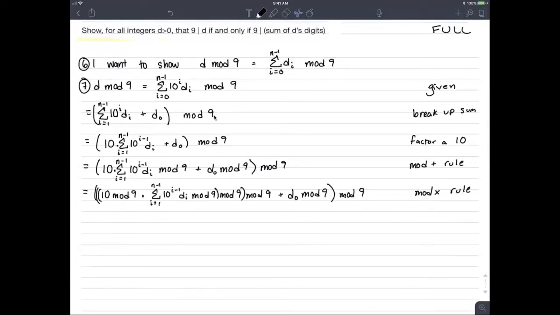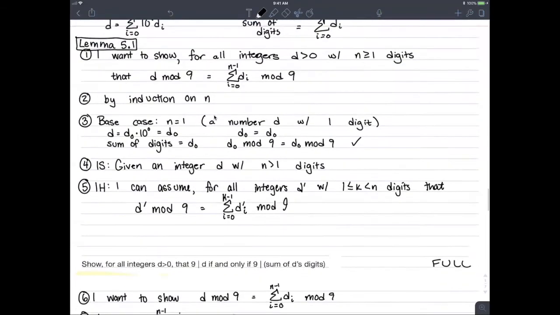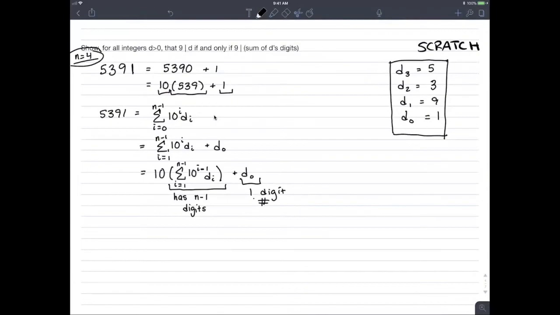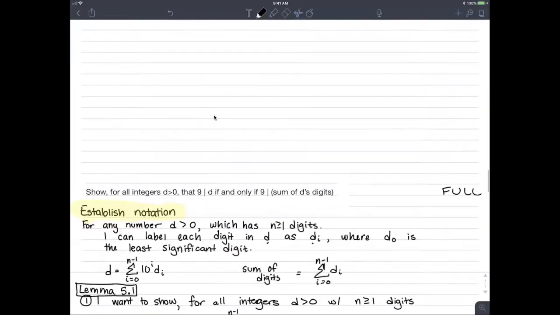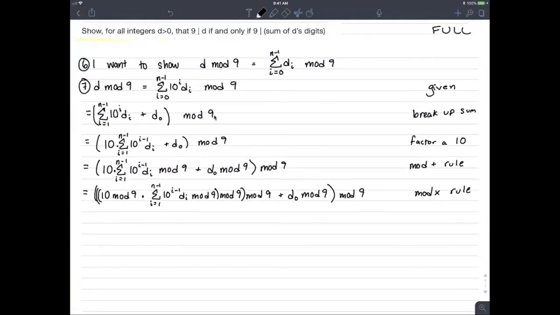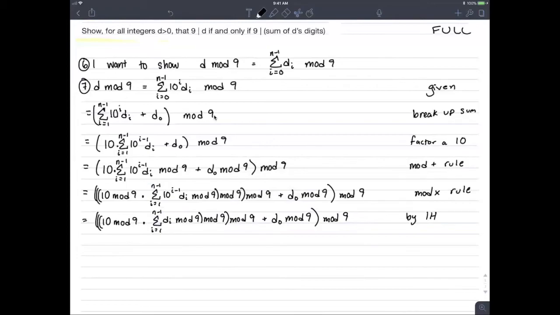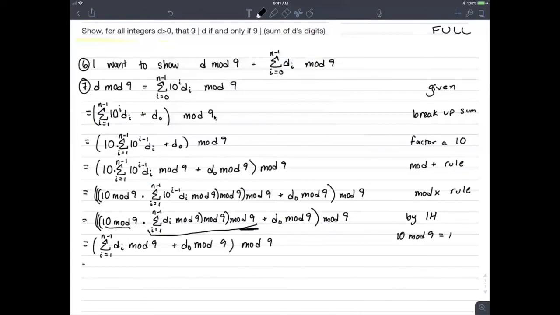Now we can apply the induction hypothesis to this term because, like we talked about here, this term has n minus 1 digits. Imagine if we were given 5,391, we have a 3-digit number times 10 plus 1. So we can apply the induction hypothesis to this term here, right? And now we can start simplifying. We know that 10 mod 9 equals 1, and 1 times this whole term is just this term here. So we can rewrite that, there's so many mod 9s, let's just eliminate the mod 9s. And then from here, we can apply the mod sum rule again. And then from there, we can just put this term back in the summation, and we have the full thing. And there we go, we're done.